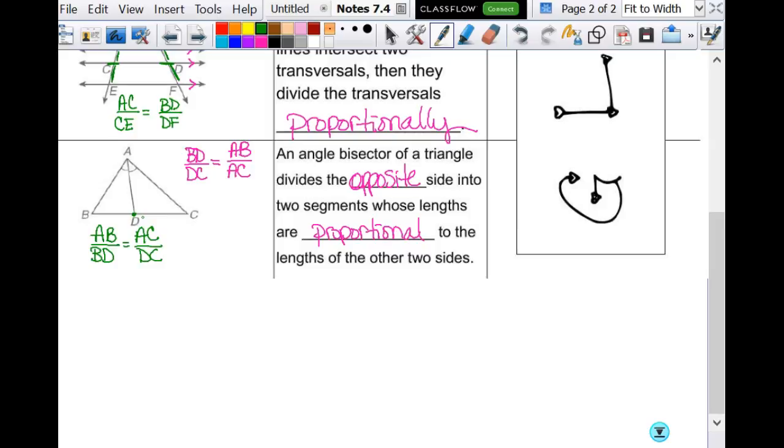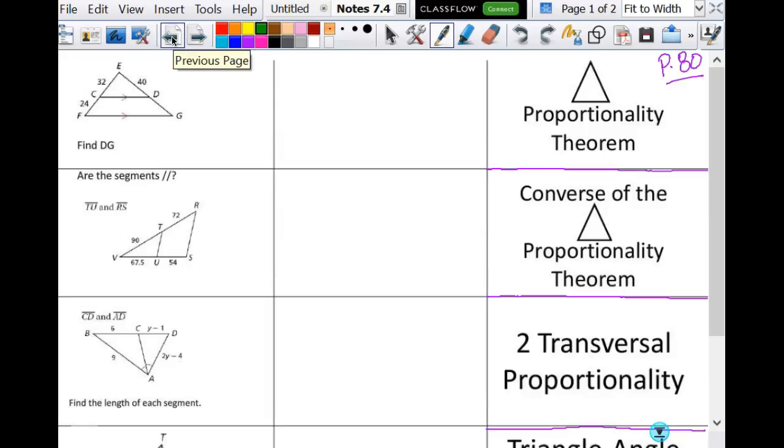Okay, so we've got the triangle proportionality theorem, the converse of the triangle proportionality theorem, the two transversal proportionality, and the triangle angle bisector theorem. So now we're going to look at some examples. So back here, here are our examples. We're going to use this part to work, and maybe some of this part here too.